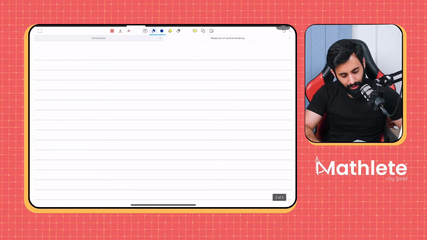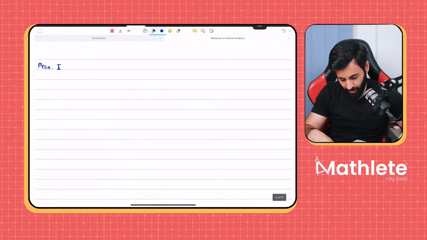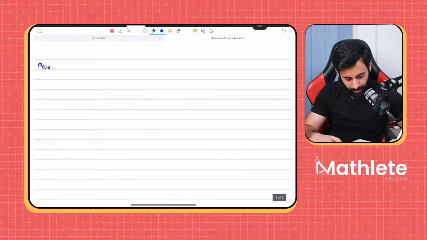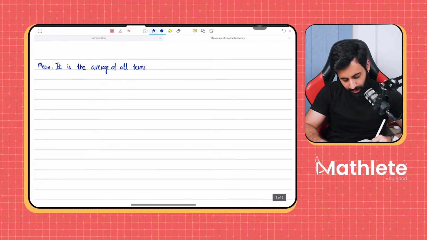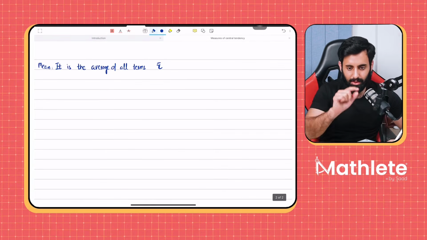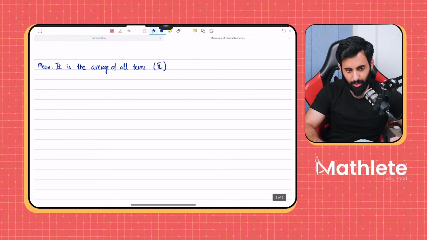So let's talk about mean. What is mean? It is the average of all terms. So mean, theoretically, and theory is very important, is the average of all terms. And we have a symbol for it: x with a bar on top of it. This is the symbol for mean. Remember to pay attention to all the symbols.